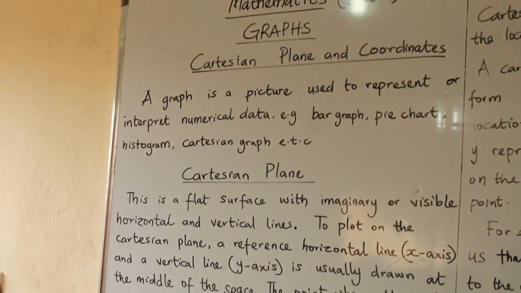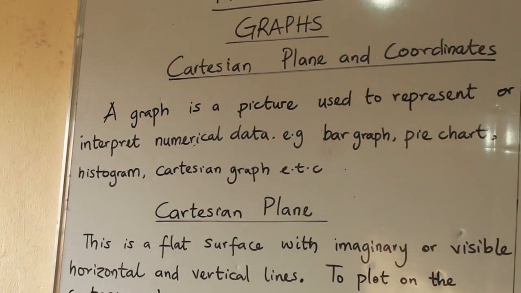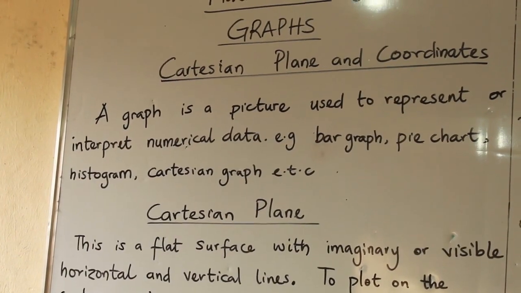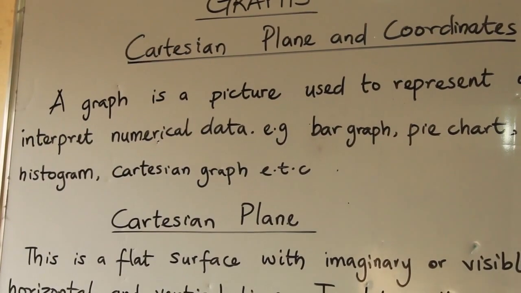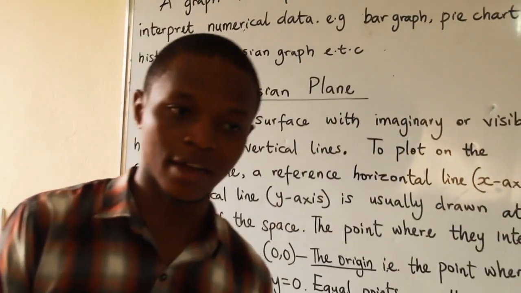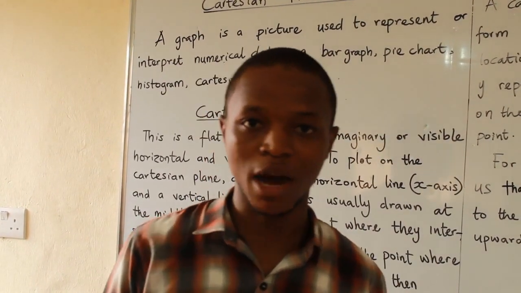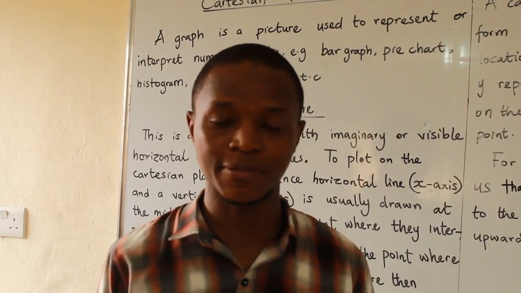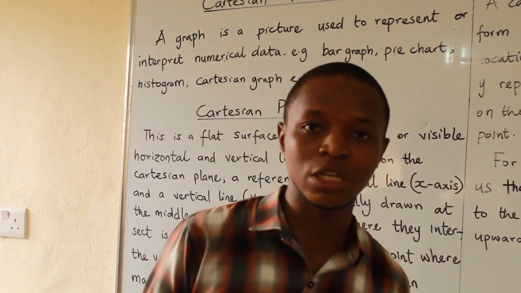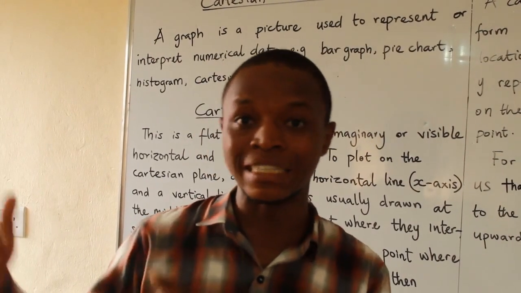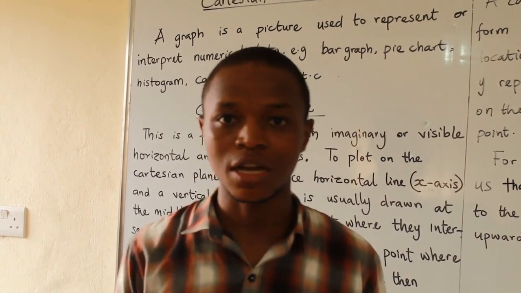Now, graphs. What are graphs? A graph is a picture used to represent or interpret numerical data. In our previous lessons, we talked about graphs, and I introduced you to graphs like the pie chart, the bar chart, and the histogram, where we used it for statistical representation of data. Today we're going into what we call the line graphs. Line graphs. These graphs are also called Cartesian graphs.